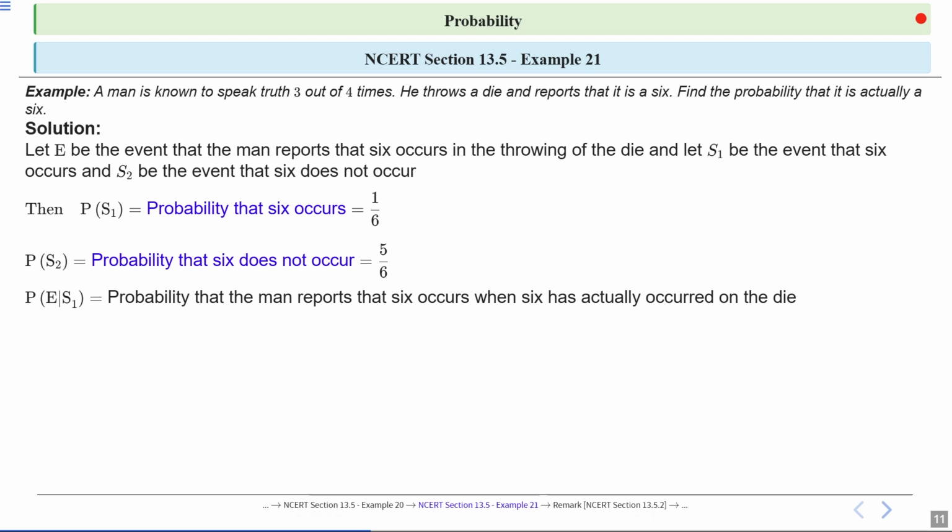So now probability of E given that S1 equals probability that the man reports that 6 occurs when 6 has actually occurred on the die, and the probability that the man speaks the truth is 3 out of 4, okay. So this means he tells the truth in 3 out of every 4 situations. So probability of E given that S1 equals 3 by 4.